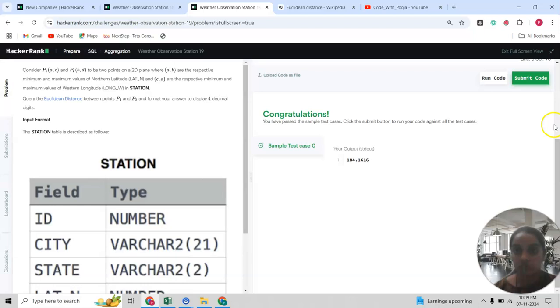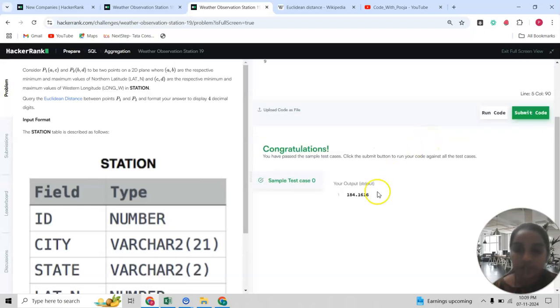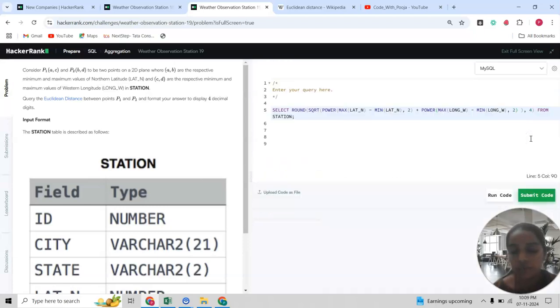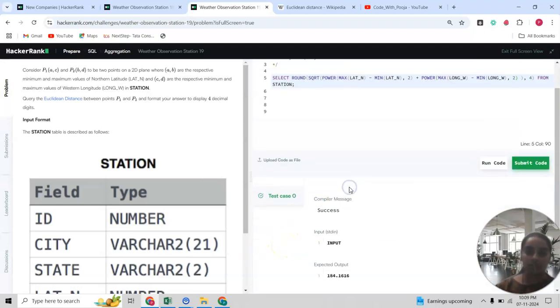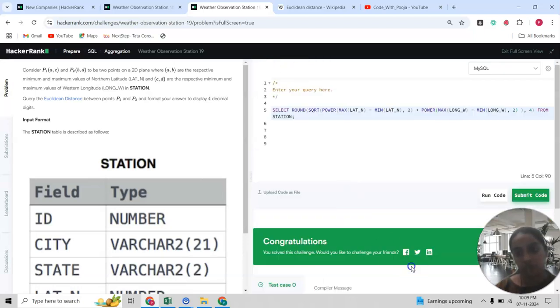Okay, it's working. I'm just getting tired of this. So congratulations, the test case was passed, and now fetching the result for the test case. Compiler success, and with this question I am done for today.